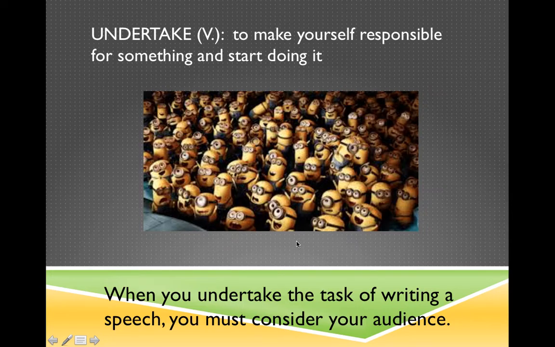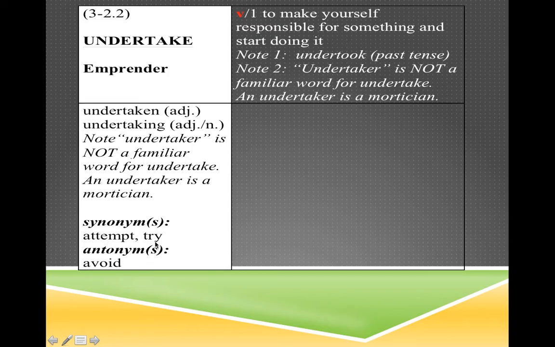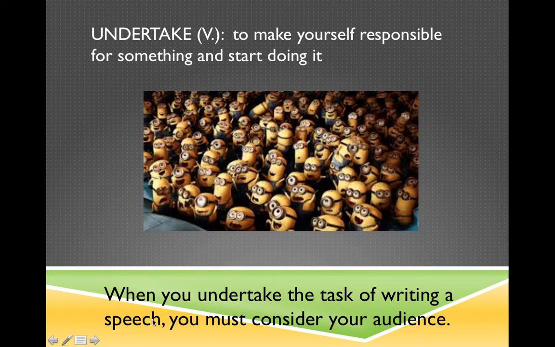Okay. What does that mean? When you're writing, you have to check if you are writing for kindergartners, for children. Is it going to be for your classmates? Is it going to be for your teacher? Is it going to be for professionals? Is it going to be for elderly people? What's your audience? And depending on what your audience is, you have to accommodate your speech. Okay, so whenever you undertake, whenever you start the task, whenever you try or you attempt a speech, you have to consider your audience.